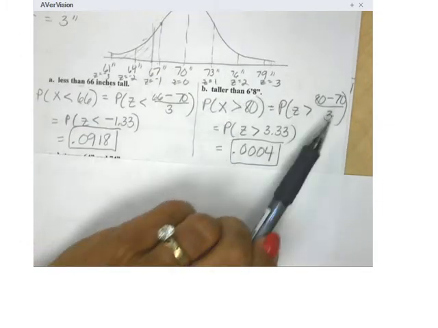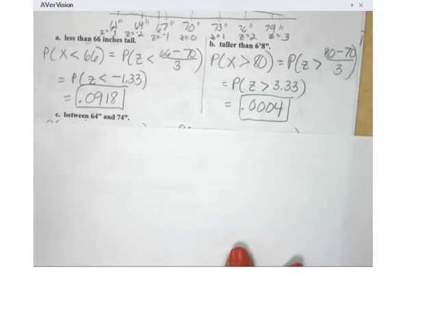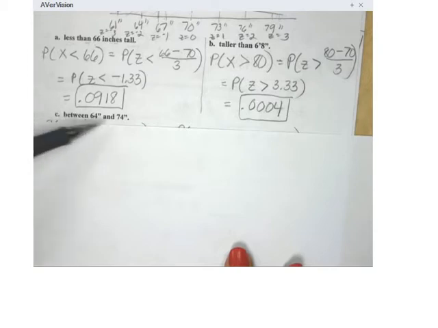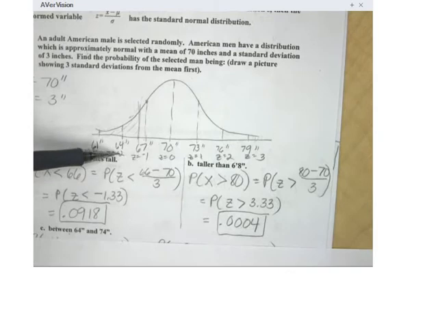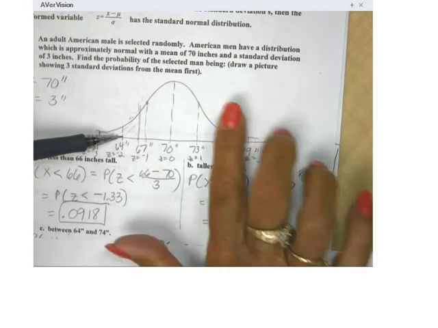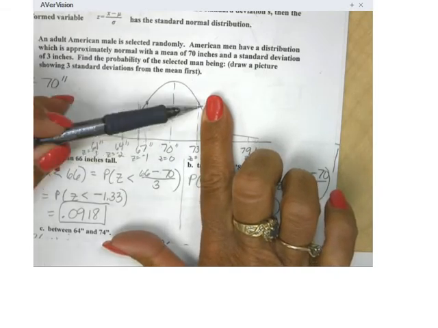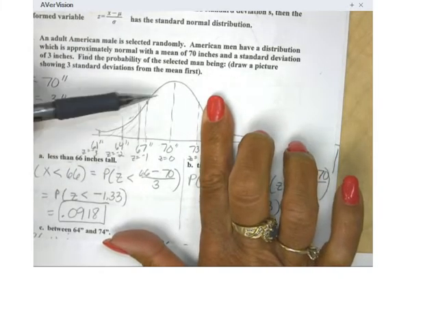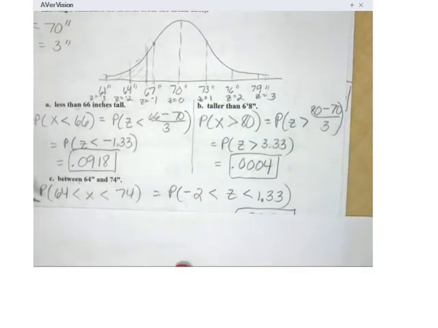Once we write our statement and convert it to the z-value, it is truthfully the same as what we did yesterday. Now find the likelihood of randomly choosing a man and having his height be between 64 inches and 74 inches. I look at my chart: 64 inches is going to be a z-value of negative 2. 74 inches is up here, so I know I'm looking at the shaded region between this value and this value. So I write my statement down.